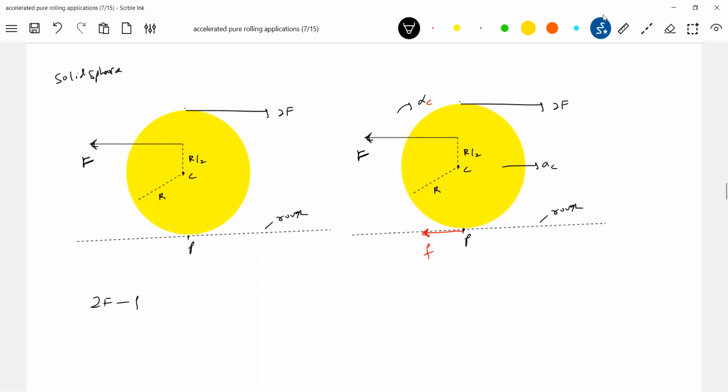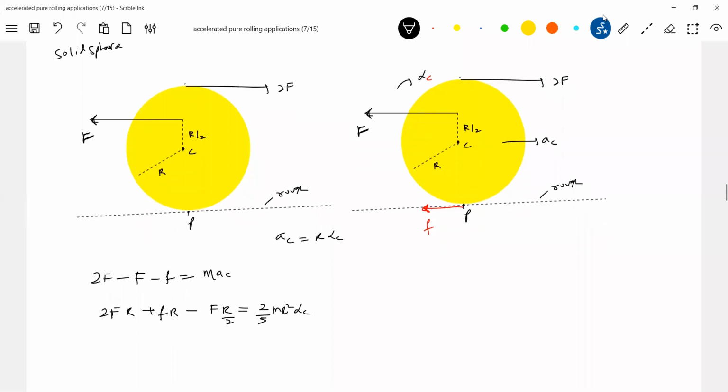2F minus F minus small f equal to MAC. Then what about the torque equation? 2F into r, then plus small f into r minus F into r by 2 is equal to 2 by 5 mr square alpha c. And for pure rolling, AC equals r alpha c. Solving this, we'll get the expression for friction.